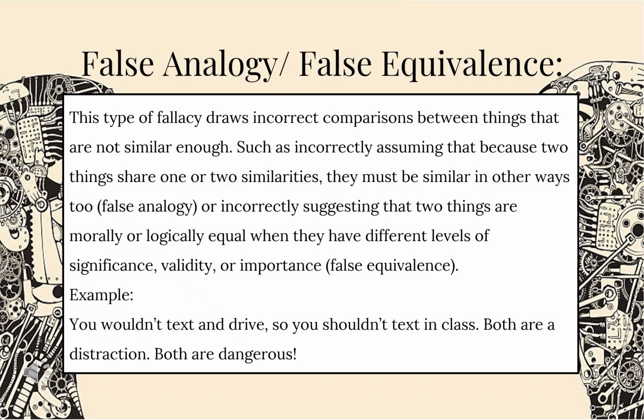For example, you wouldn't text and drive, so you shouldn't text in class. Both are a distraction, both are dangerous. Pretty sure you've heard this before in school. The argument exaggerates the similarity, quote, both are dangerous, when the level of danger is nowhere near equivalent. This is a false analogy because the argument compares texting in class, a minor distraction, to texting and driving, which can kill people. Even though both involve distraction, the consequences are completely different.